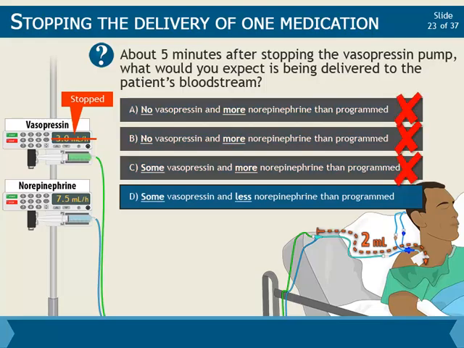Despite stopping the vasopressin pump, the patient will still be receiving vasopressin for a period of time. In addition, they will be receiving slightly less norepinephrine than programmed on the pump. Let's see why this is on the next slide. That is correct.